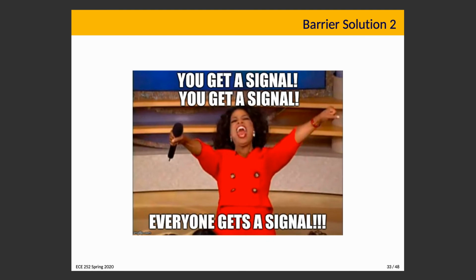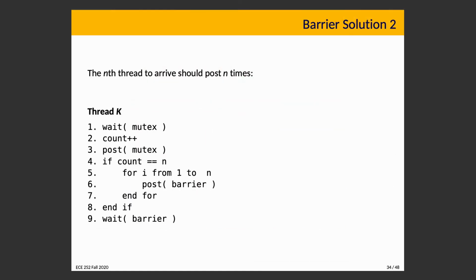The Oprah approach. You get a signal, everyone gets a signal. So yeah, the last thread should post a whole bunch of times. So wait on mutex, increment count, post on mutex. If count is n, if we're the last one, then do this from 1 to n: post on the barrier, and then exit the for loop, exit the if statement, and then wait on the barrier.